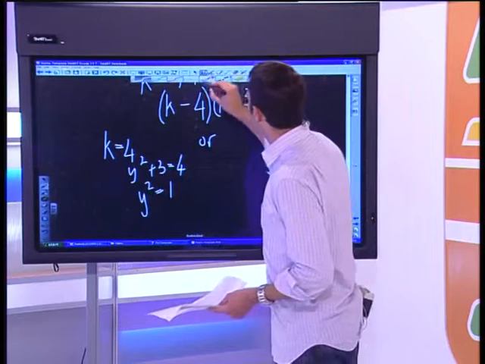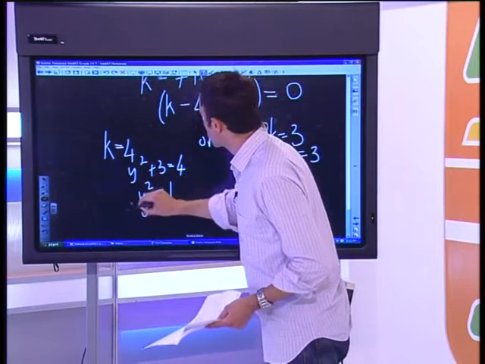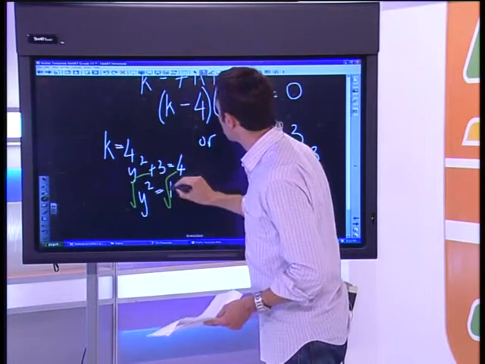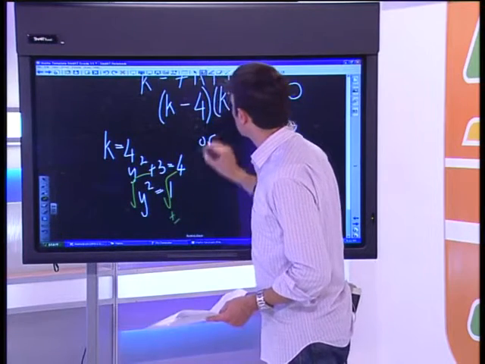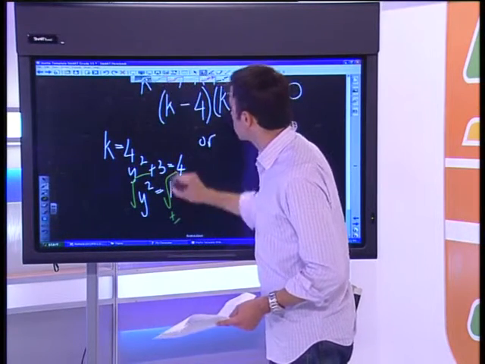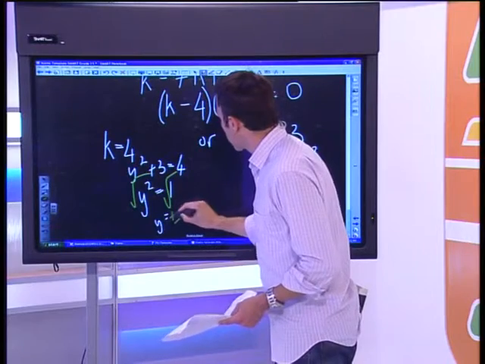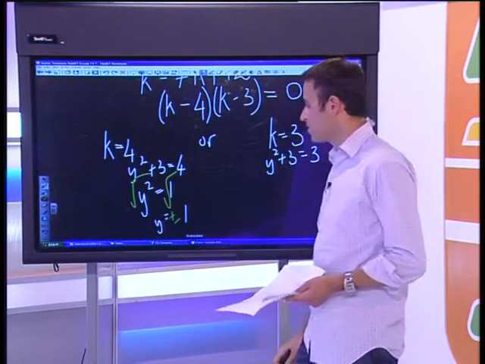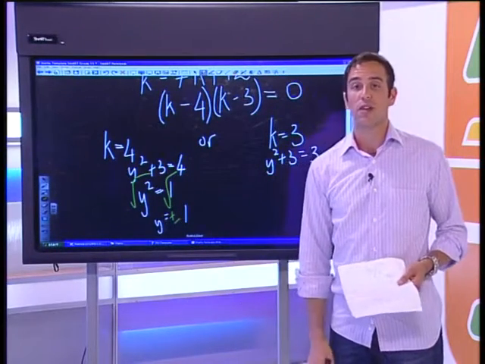So in other words, let's put that in color. I'm going to square root the left, I'm going to square root the right, and I have to put a plus or minus. If you don't, you're going to lose your marks. So we have y is equal to plus or minus 1, because the square root of 1 is 1.